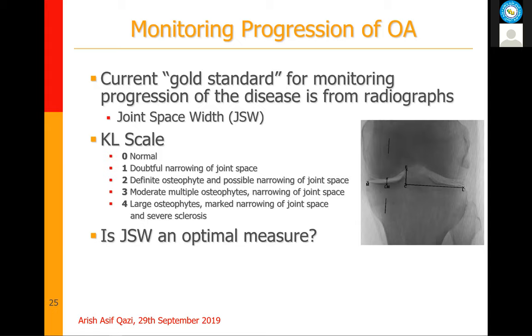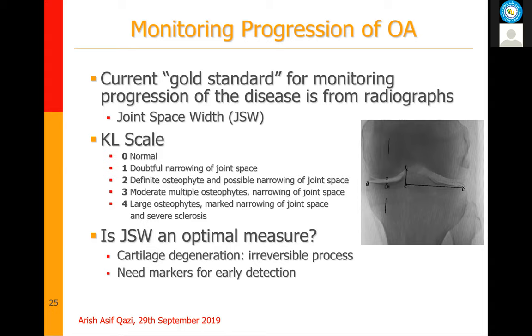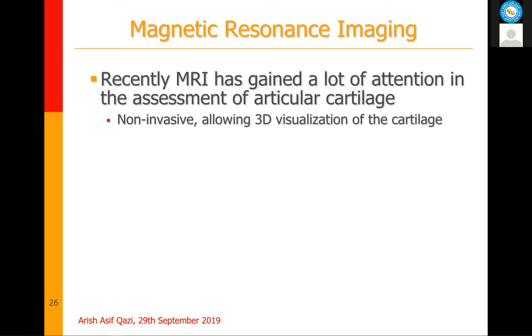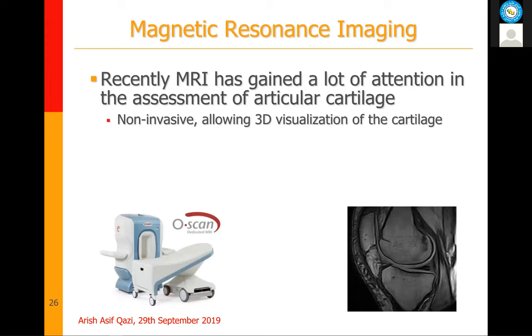Now, is joint space width an optimal measure? Certainly not, because the cartilage is not even visible in x-rays. Now, MRI has been gaining a lot of attention in the assessment of the cartilage. Why? It's because MRI is non-invasive and it allows visualization of the cartilage. As you can see over here, this is a knee MR scan, and you can see that the cartilage is visible.